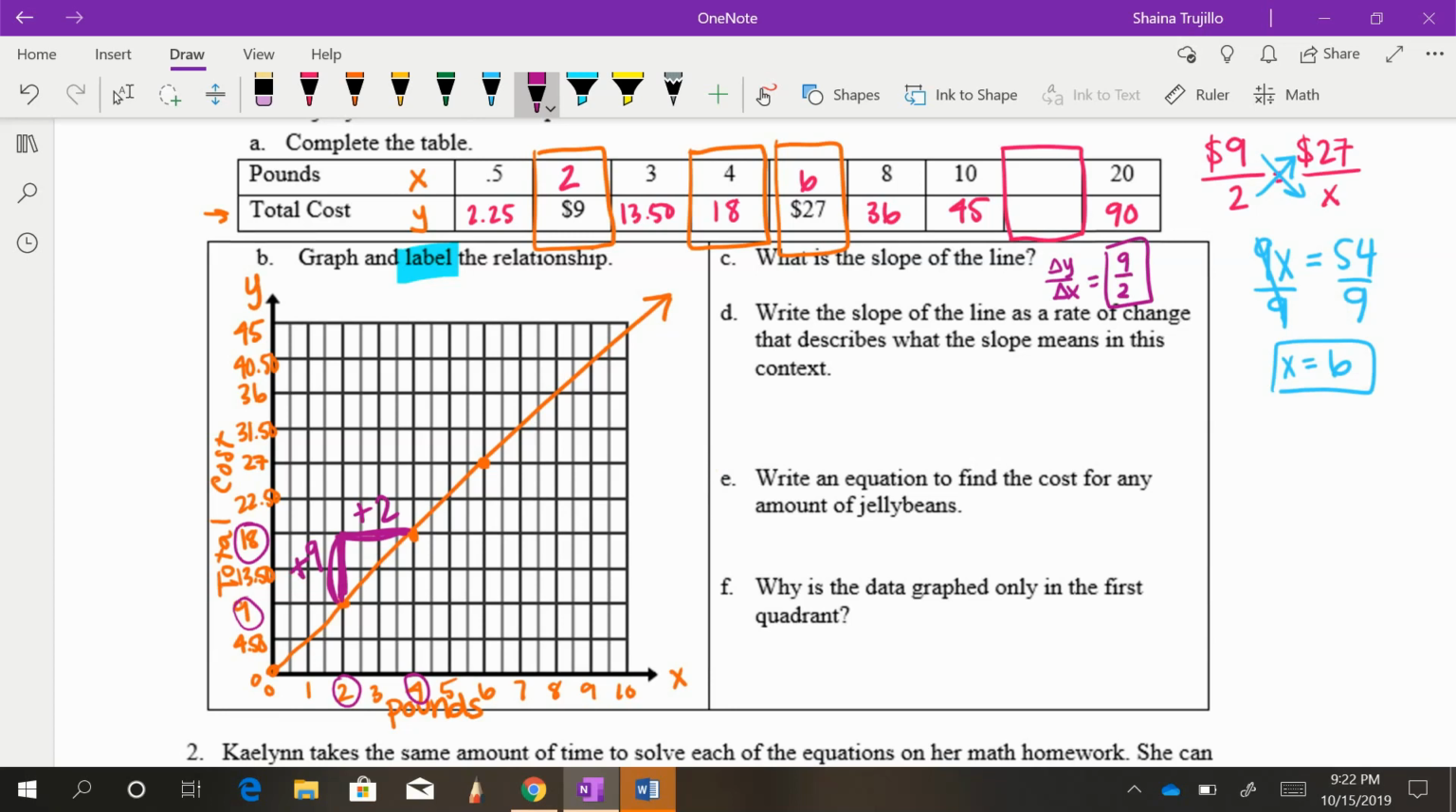Part D says to write the slope of the line as a rate of change that describes what the slope means in this context. That's basically just saying, hey, what does this mean? This means that we bought $9 worth of jelly beans and then it gave us 2 pounds. So for every $9 spent, we get 2 pounds of gourmet jelly beans.